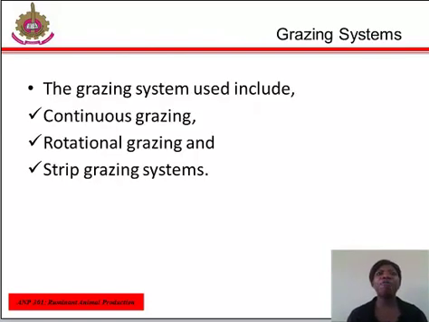Ruminant animals are often grazed on pasture, where there is facility for it, especially during the rainy season when the grasses or legumes grow luxuriantly. So the grazing systems used include continuous grazing, rotational grazing, and strip grazing system. Kindly read more about these types of grazing in your study materials.